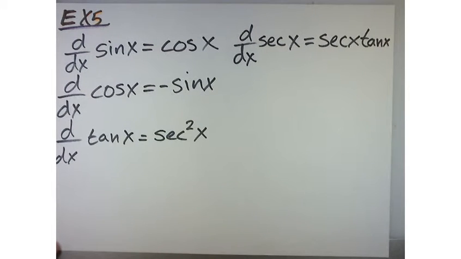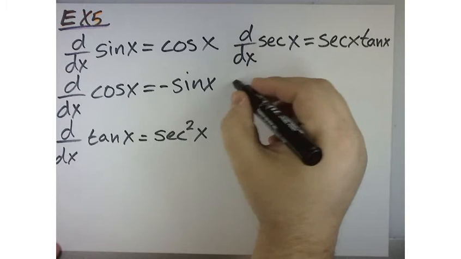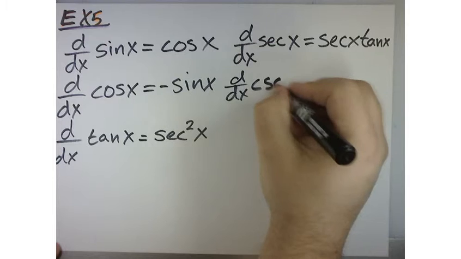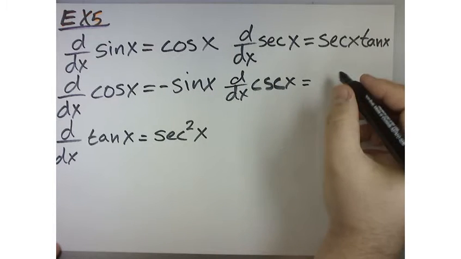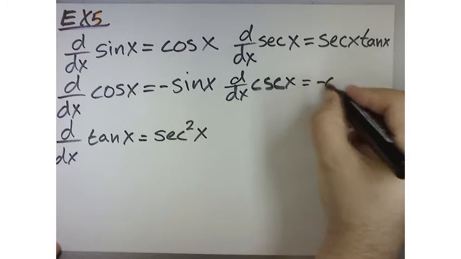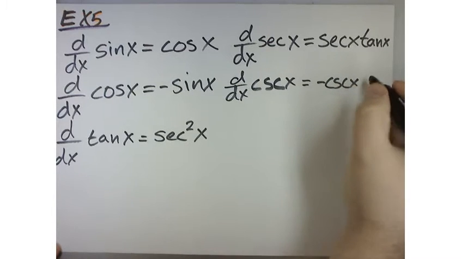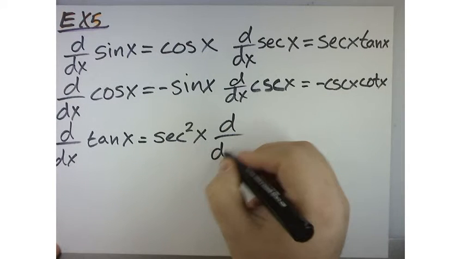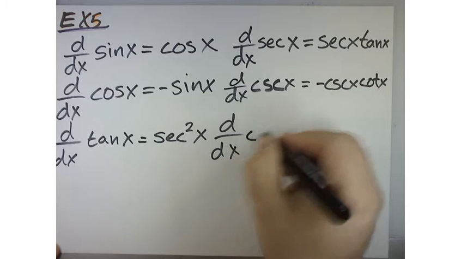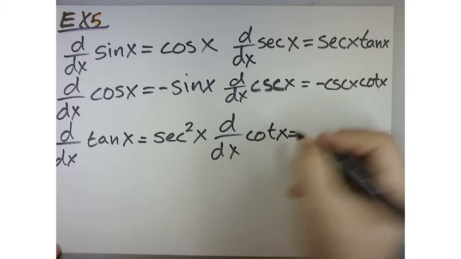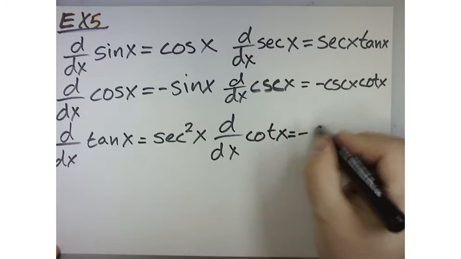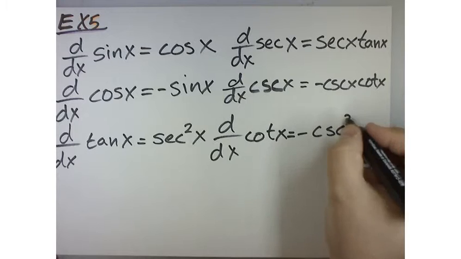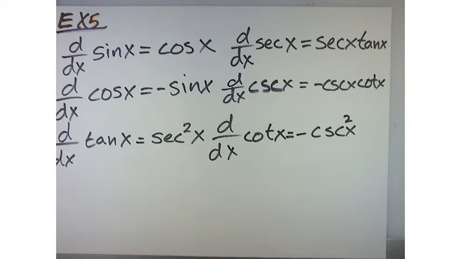Okay, and then if I were to crank through and find the derivative of cosecant of x, I would end up with negative cosecant of x, cotangent of x. And then if I take the derivative of cotangent of x, I end up with negative cosecant of x squared.